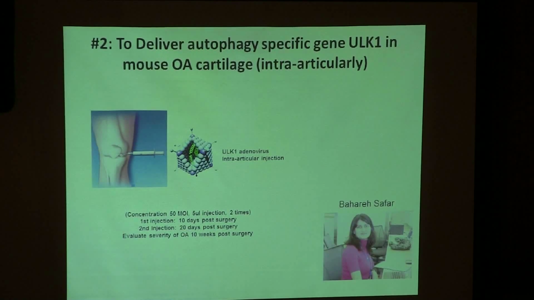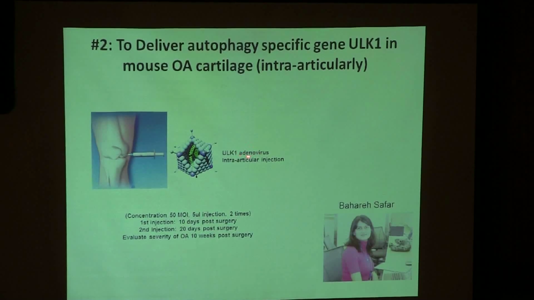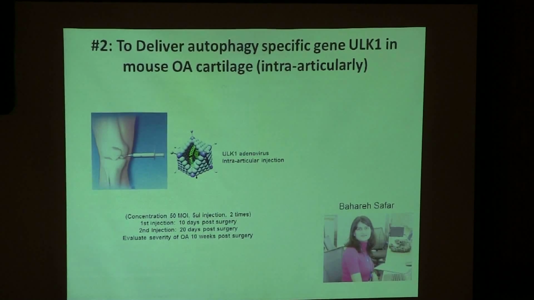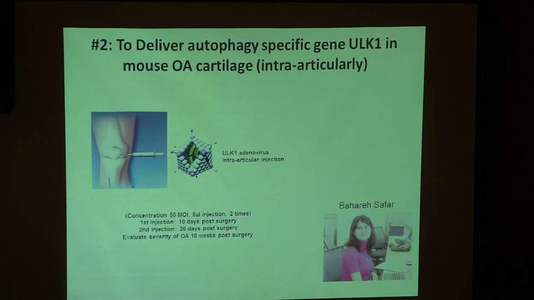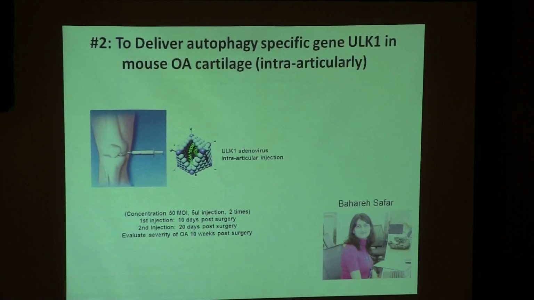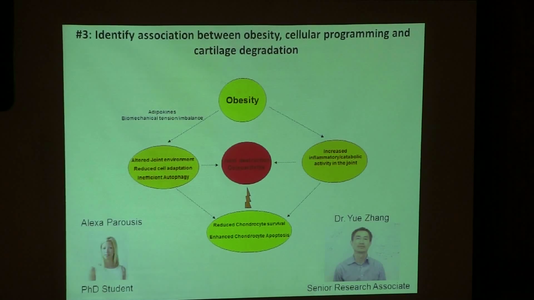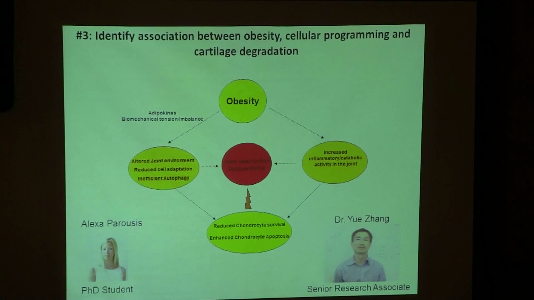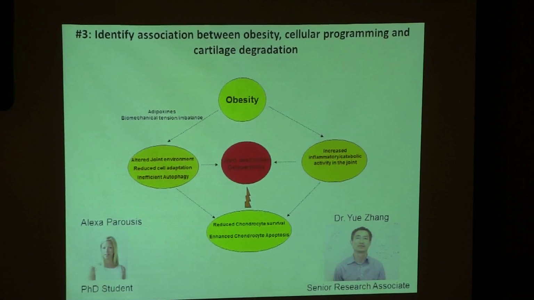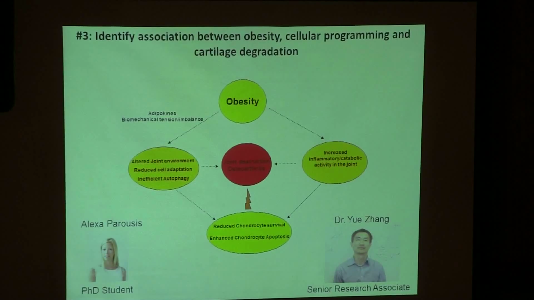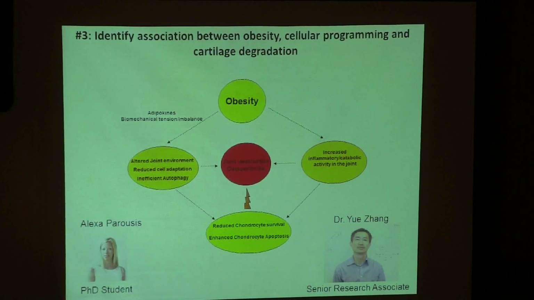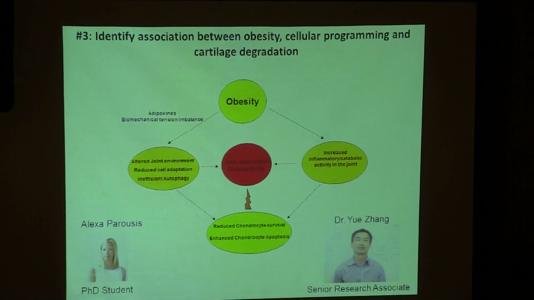Hopefully we have some results from here, where we're taking ULK1 adenovirus and putting them intra-articularly into the mouse joint, which are going to subject it to osteoarthritic surgery. What we're also trying to understand is if there is an overall body homeostatic process then resulting in joint alteration and joint homeostatic process as well.